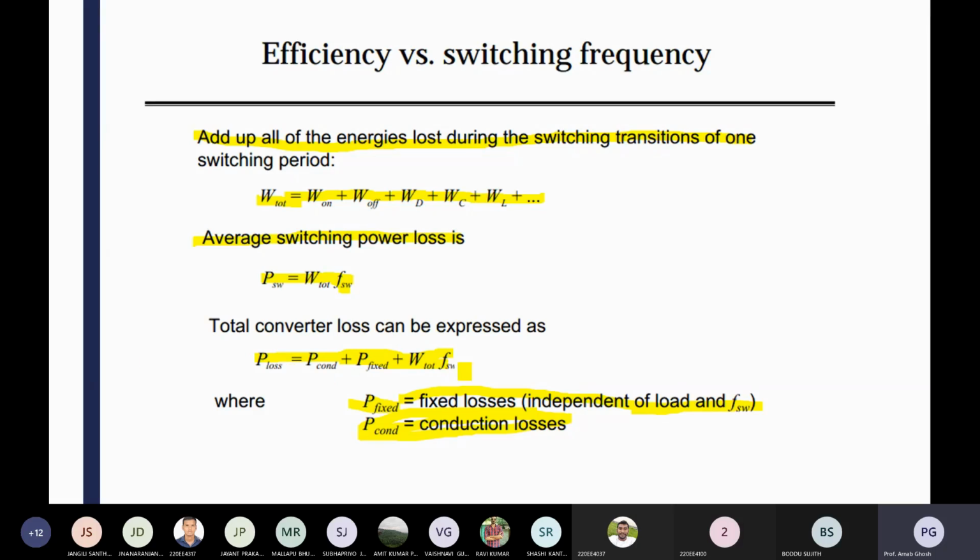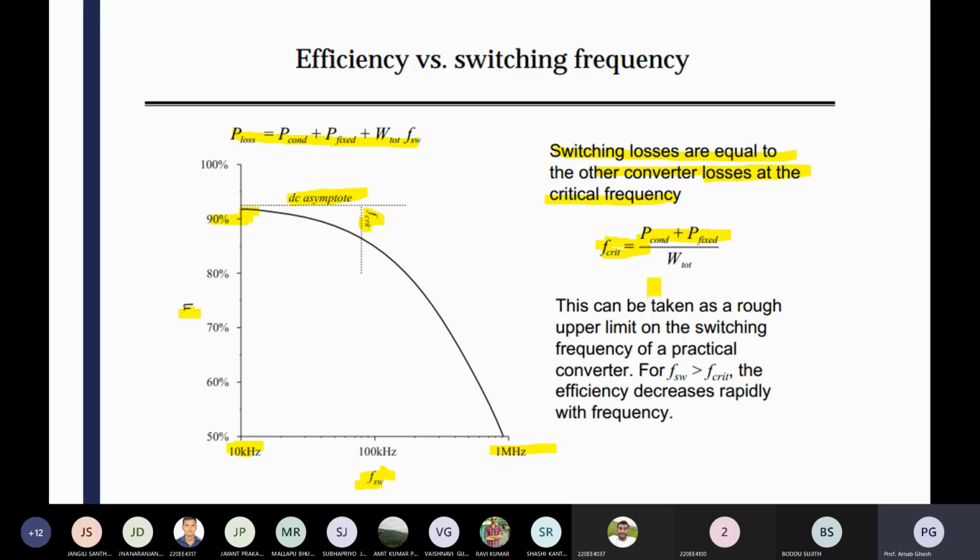So it is coming from the previous expression. This can be taken as a rough upper limit of the switching frequency of a practical converter. If you have all the expressions from your data sheet, you can easily calculate the value of the critical switching frequency. For a practical converter, for FSW greater than F critical, the efficiency decreases rapidly with the frequency, which you can observe from the study. So the selection of the switching frequency totally depends upon your critical value.